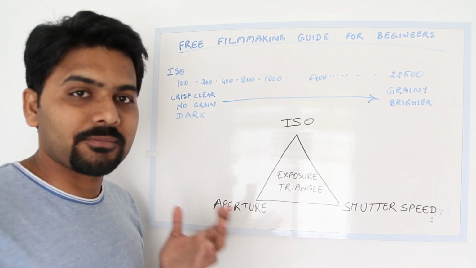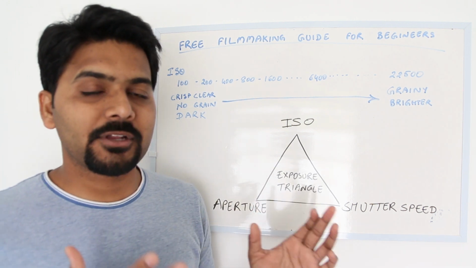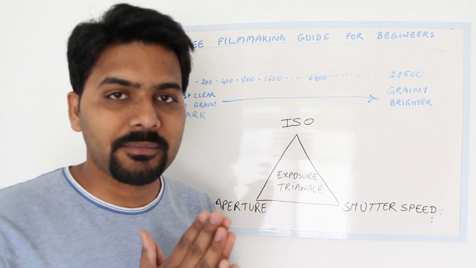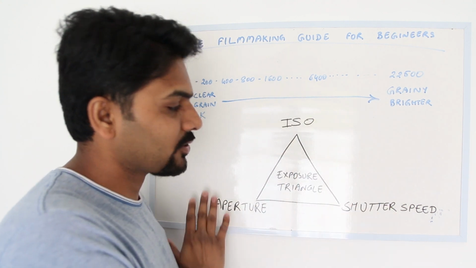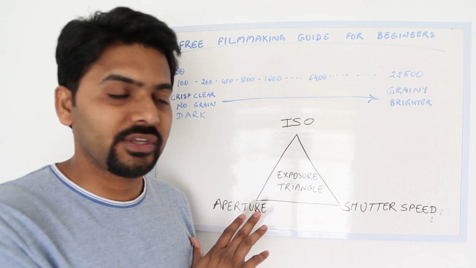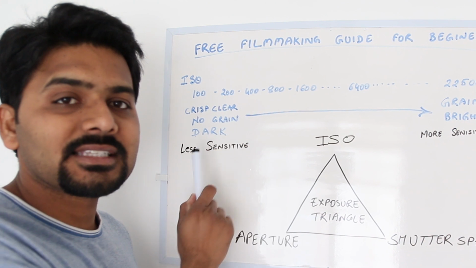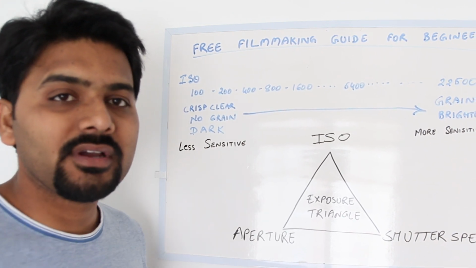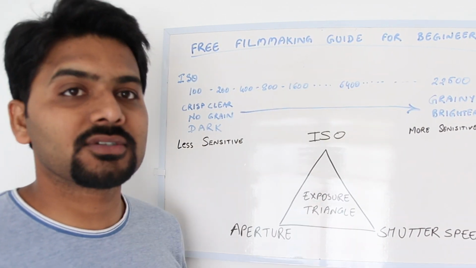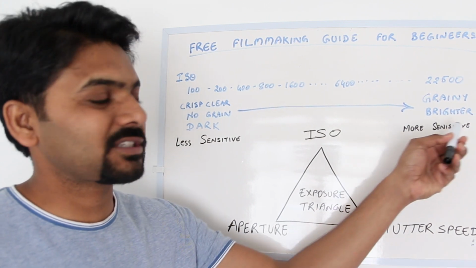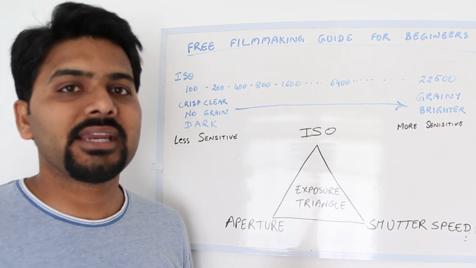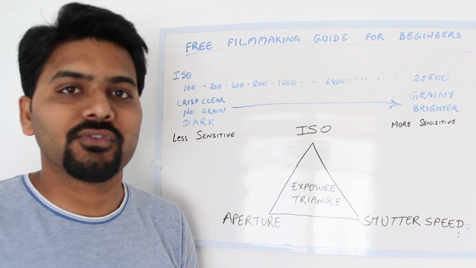So you have to balance between the ISO, shutter speed and aperture to get the perfect quality of image, which we're going to discuss in further tutorial videos. With lower ISO settings, the image sensor is less sensitive, whereas when you increase the ISO, the image sensor gets more sensitive to light and it will increase the brightness of the footage.